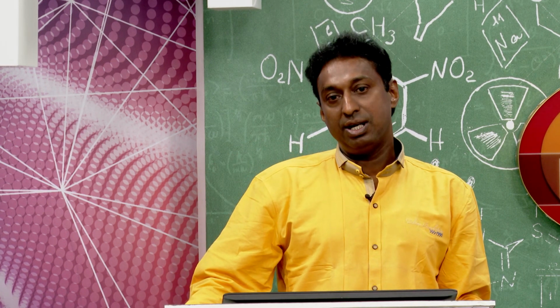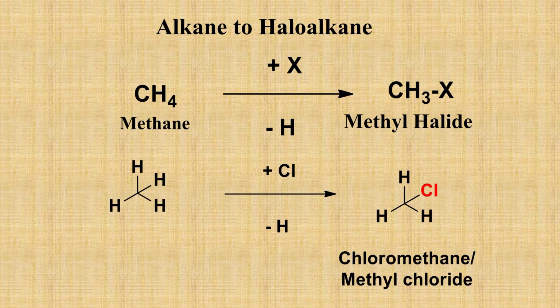Students, now I will discuss how to convert alkane into haloalkane. Very simple. Take an example, methane, the carbon atom attached to 4 hydrogen atoms. I will replace one hydrogen and I will put one halogen. You get haloalkane.